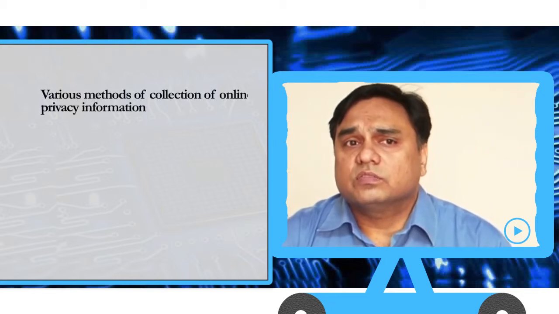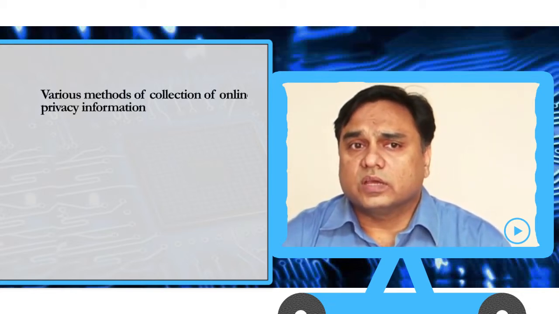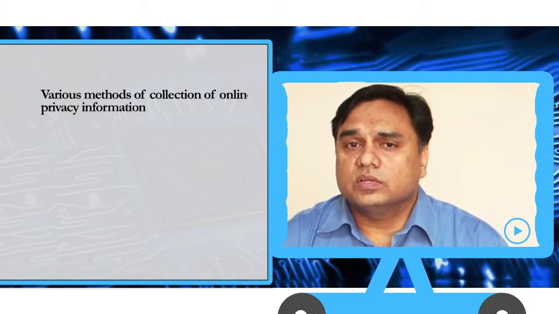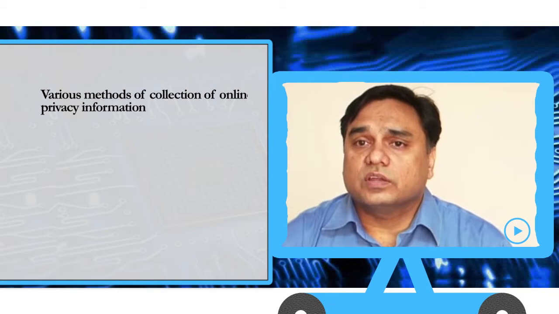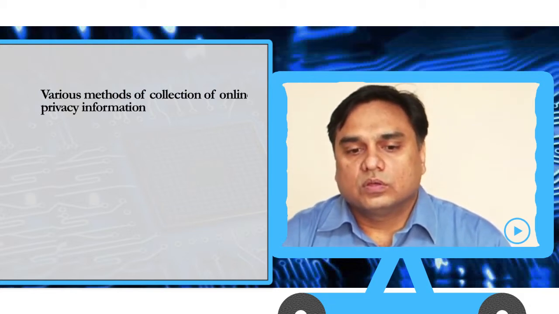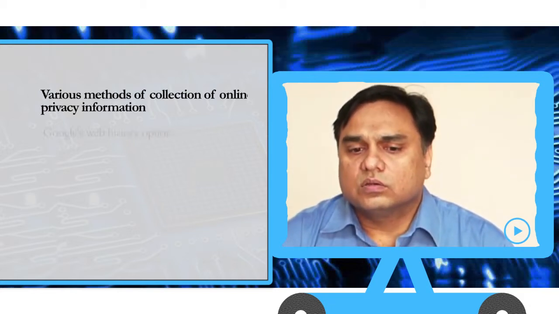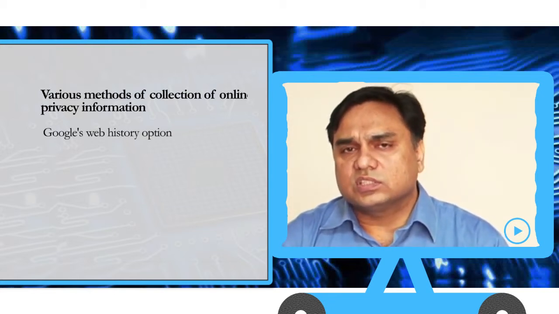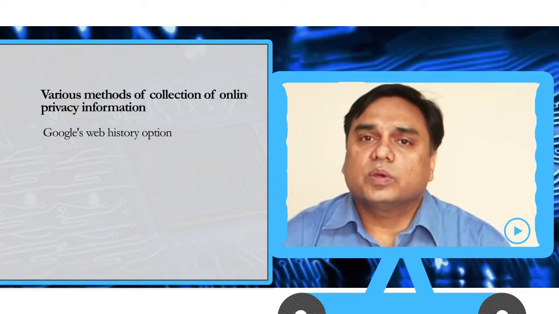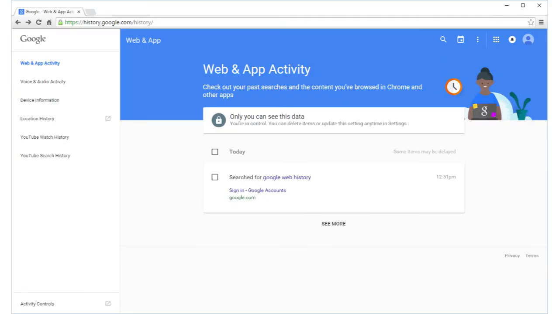Now, there are different kinds of technical methods available in cyberspace which make possible the violation of this kind of privacy. First of all, Google's web history option. The Google search engine has a web history option, whereby they can find out which particular website you are looking into, what kind of website you are searching, or what kind of information you are searching. So, they keep the archive of all kinds of information which you are seeking.